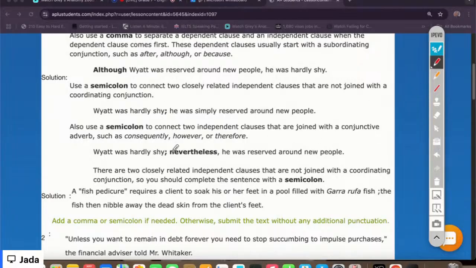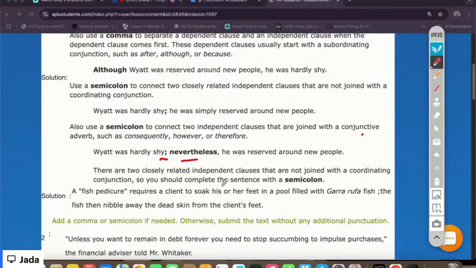For semicolons, you use them to connect two independent clauses that are joined with a conjunctive adverb, such as consequently, however, or therefore. So we have lots of conjunctive adverbs. We use a semicolon when two independent clauses are joined with a conjunctive adverb. Just like we have over here: Wyatt was hardly shy; nevertheless, he was reserved around new people. So this is a conjunctive adverb.